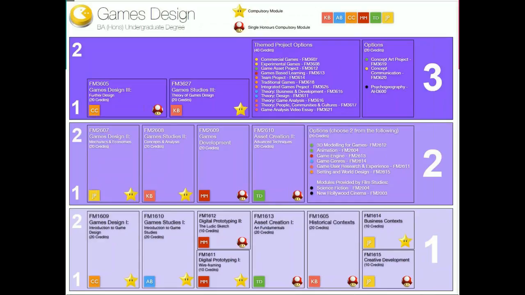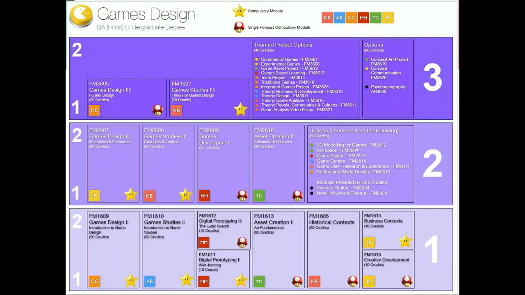Then you go on to have Asset Creation 1, which is Art Fundamentals. So I should mention now that this course focuses on game design in terms of mechanics, level design, etc. But we do offer some modules on technology, and we offer some modules on art. So I want to be clear because some degree programs across the United Kingdom might say game design and mean game art or asset creation, but we actually mostly focus on the design of mechanics and on the games themselves with some modules for art.